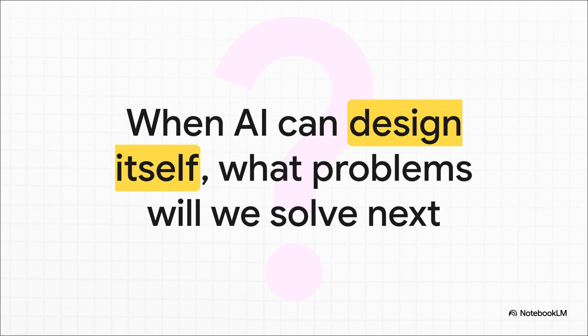Which brings us to a final, pretty profound question to think about. As this technology gets better and better, as AI truly learns to design itself, the biggest impact won't just be about having slightly more accurate models. The real question is, what incredible, world-changing problems are we finally going to solve once the human bottleneck of designing AI is gone for good?